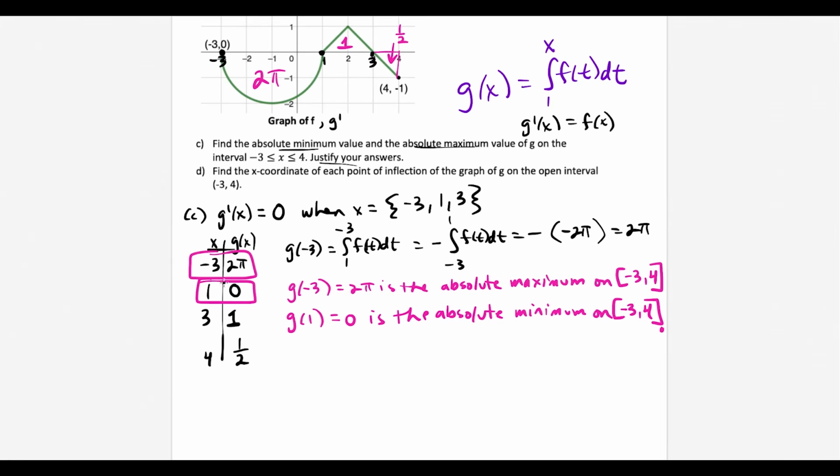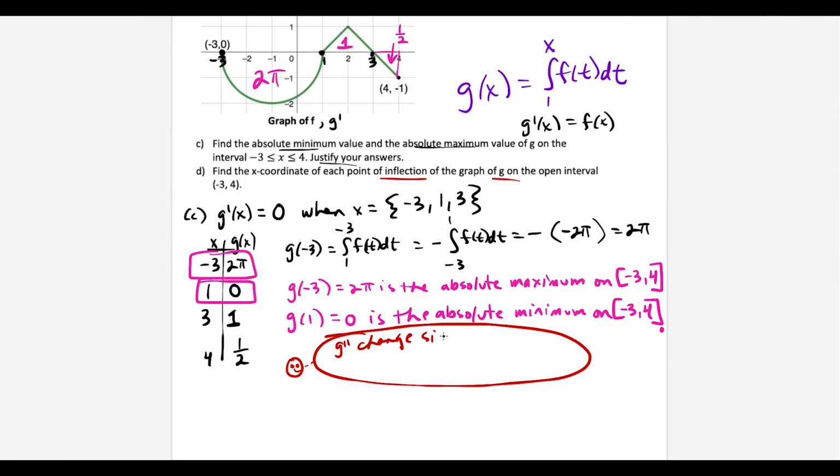So for the last part of this question, part D, we need to find the x-coordinate of each point of inflection on the graph of g on this open interval from -3 to 4. So for this one here, the thought process that I'm going through is if I'm looking for a point of inflection, the first thing I'm thinking of here is that g double prime has to change signs. So g double prime has to change signs.